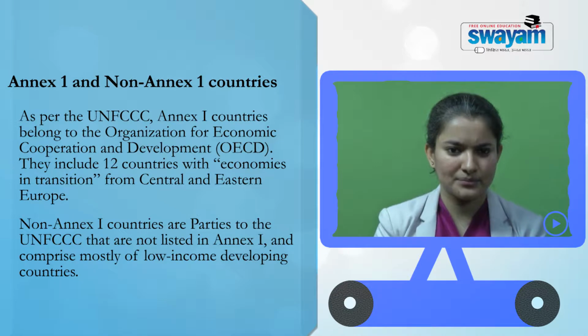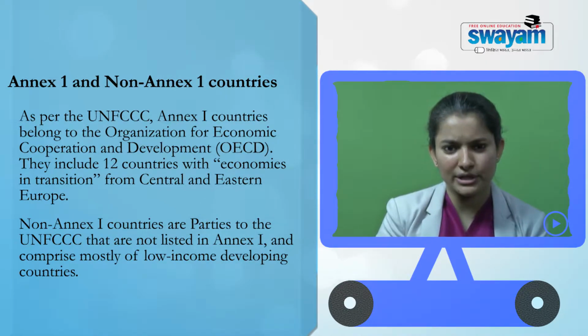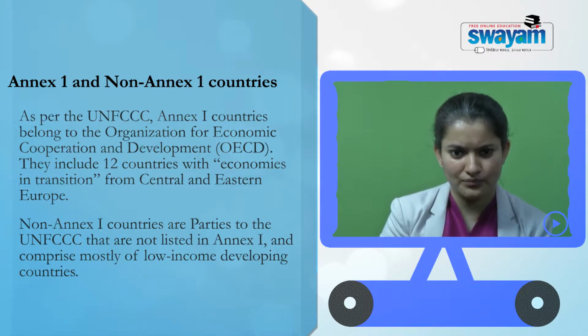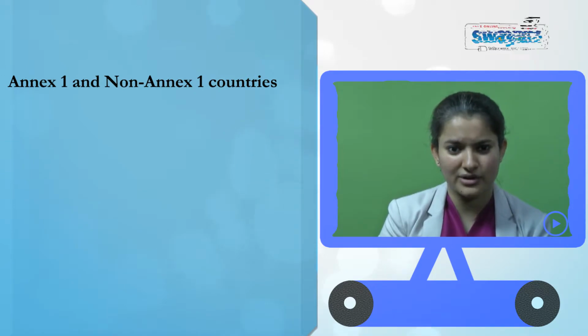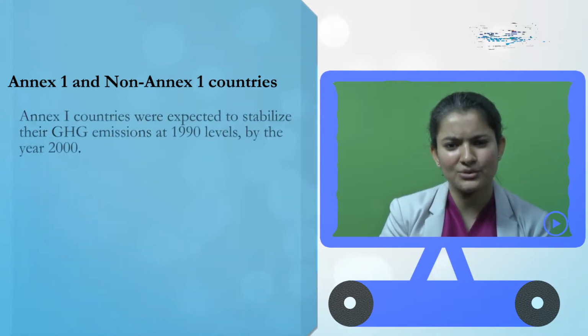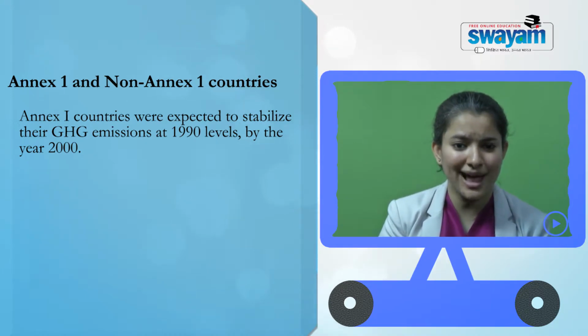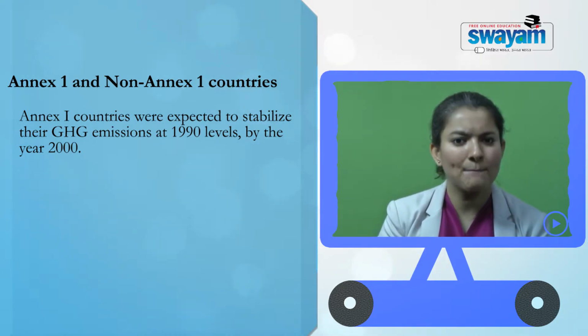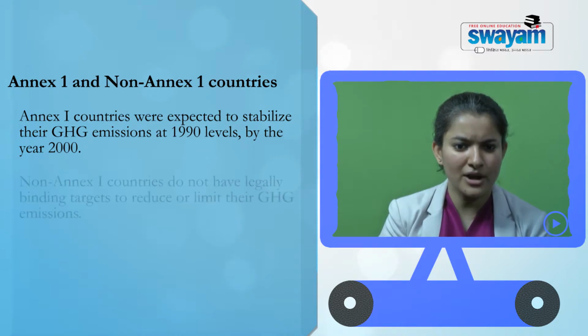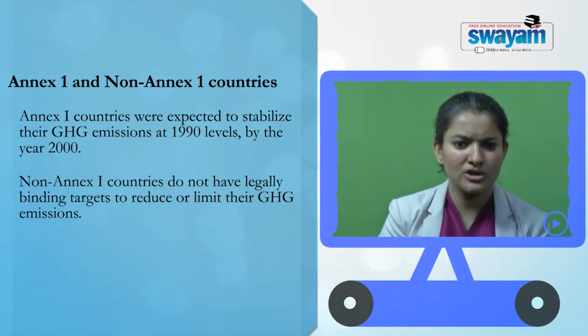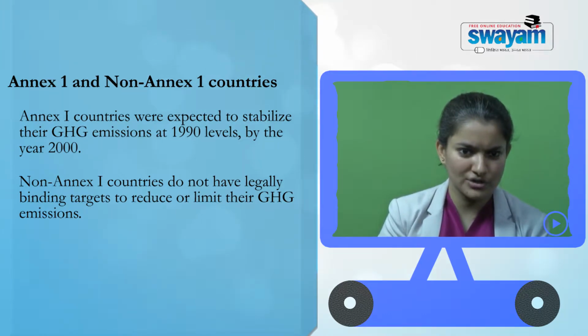In particular, the difference between these two groups or categories of countries is that Annex I countries were expected to stabilize their greenhouse gas emissions at 1990 levels by the year 2000, and non-Annex I countries did not have any such legally binding targets to either reduce or limit their greenhouse gas emissions.